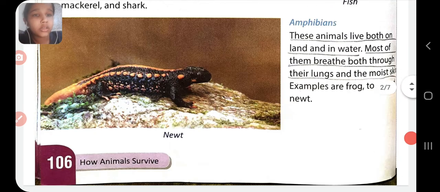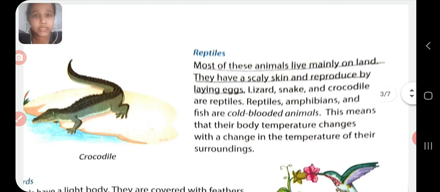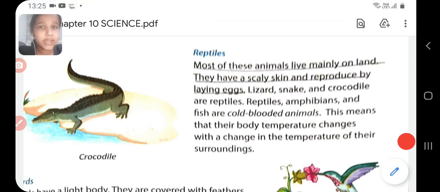Okay, now next, reptiles. Most of these animals live mainly on land. These are animals like crocodiles, lizards, and snakes. These are reptiles. Now they have a scaly skin. What is a scaly skin?